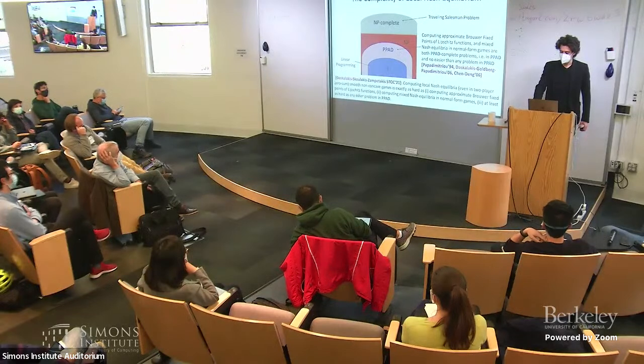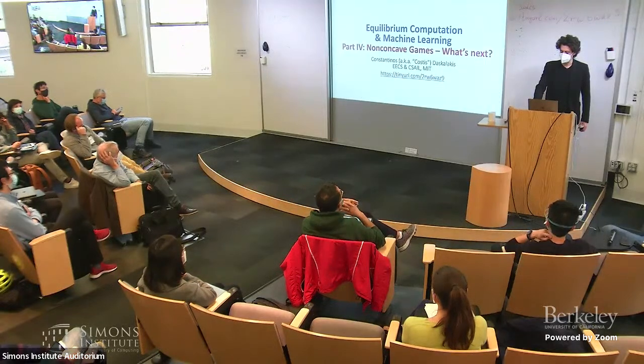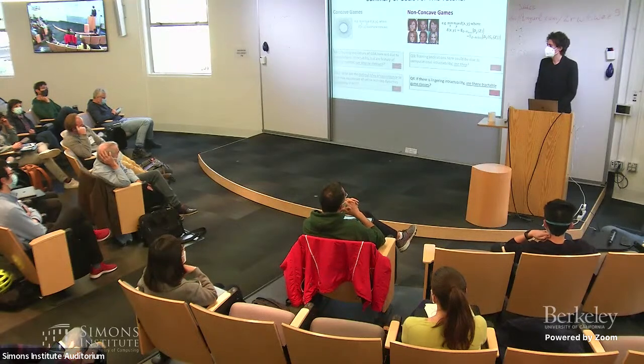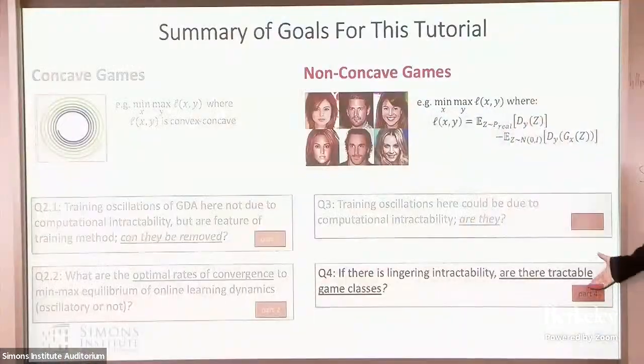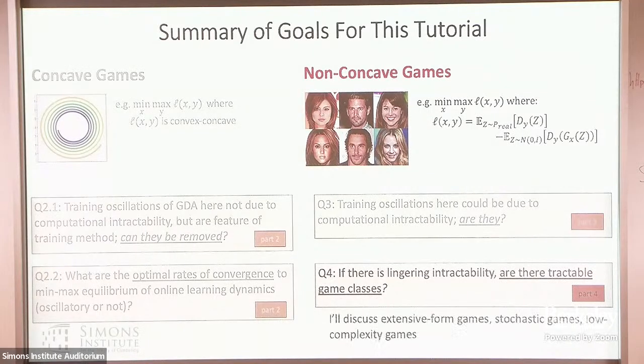All right, so that's a jumping-off point for my next part. We have to do a little more work. We have to understand the settings we're interested in solving. So what should we do there? I wanted to discuss a little bit extensive form games, stochastic games, and low complexity games along these lines. Let me start with an executive summary of what I'm planning to discuss, and I'm going to cover as much as I can in the remaining 35 minutes or so.